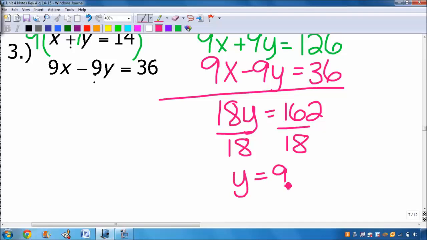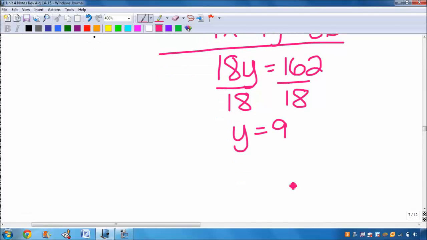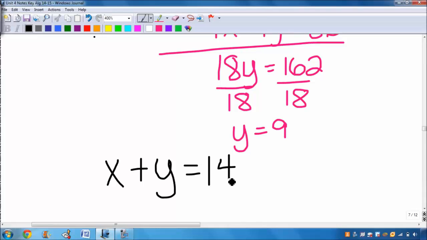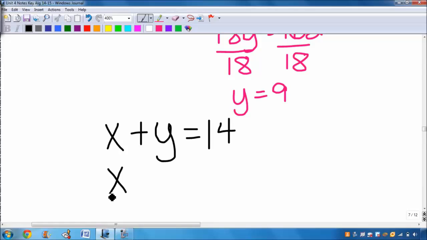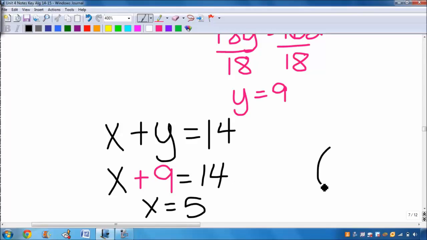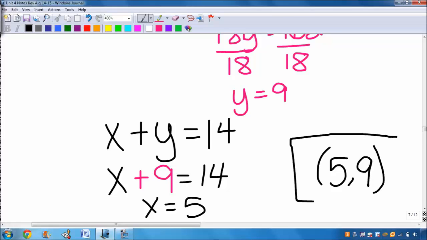Okay, so now all I have to do is divide both sides by 18, and I end up getting y equals 9. Okay, now that I know what y is, I can plug it into any equation I want and solve for x. So I'm going to plug it into the top equation. x plus y equals 14. And instead of y, I'm going to replace it with this 9. So x plus 9 equals 14. Solve for x, you end up getting x equals 5. Which means that your answer would be (5, 9). Okay? Obviously, you would go through and do your checking, but we're not going to do that right now for the sake of time, especially since we've already talked about checking multiple times.